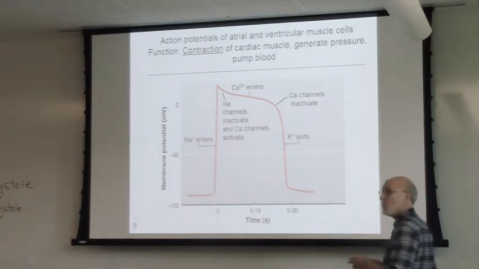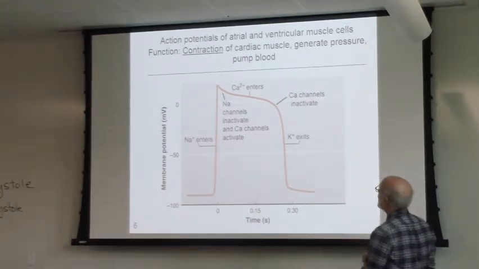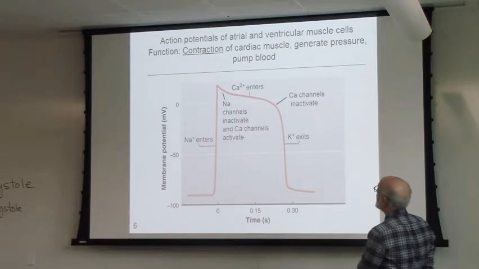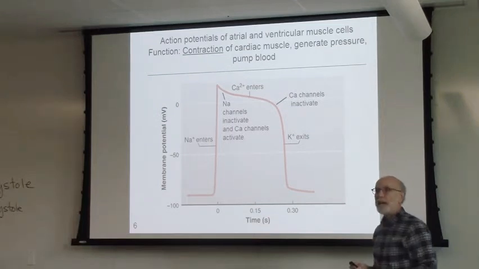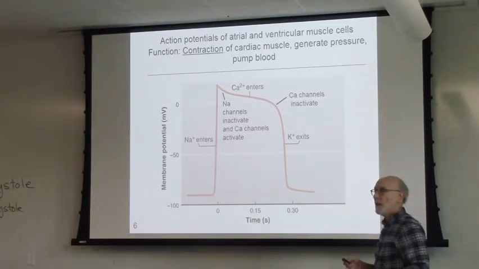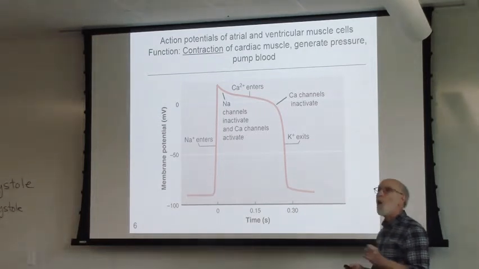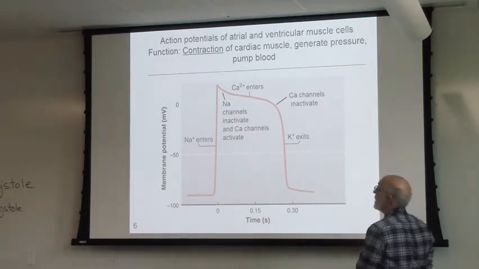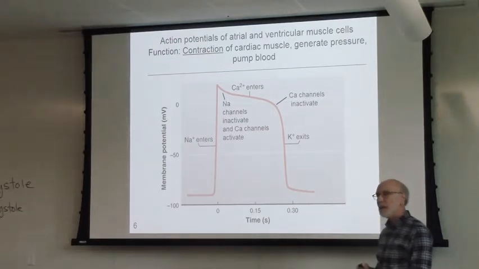And calcium channels are slow buggers. They're slow to activate, and they stay open for a long time, which is why this action potential stays depolarized for a fifth of a second, 200 milliseconds. This action potential is much longer in duration than a nerve action potential. You may remember from earlier that a nerve action potential is maybe 1 millisecond long. This one is 200 milliseconds long because it involves the slowly activating and slowly deactivating calcium channels.